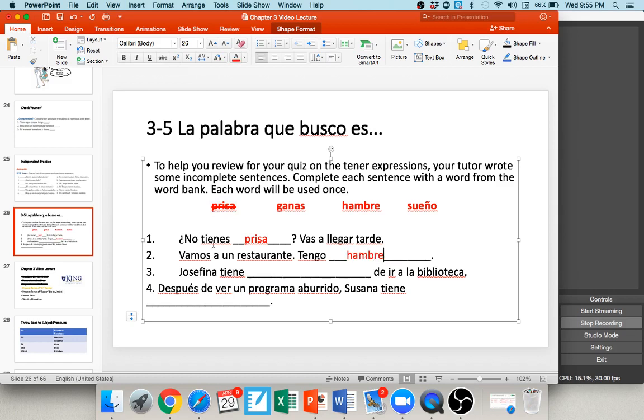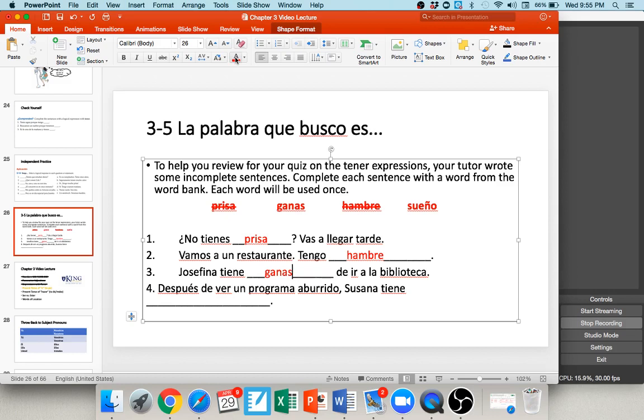Number 3, Josefina tiene blank de ir a la biblioteca. So Josefina has blank of going to the library. She has sleepiness of going to the library, or she has feelings of going to the library. It makes more sense to say that she feels like going somewhere. Tener ganas de, we might also translate as to feel like doing something. So Josefina tiene ganas de ir a la biblioteca.